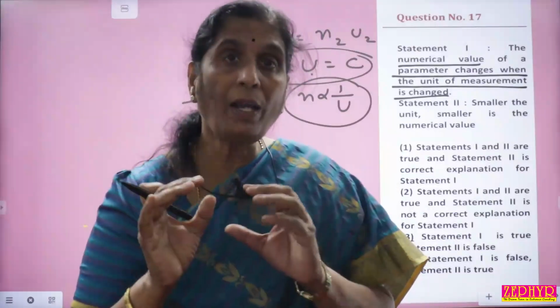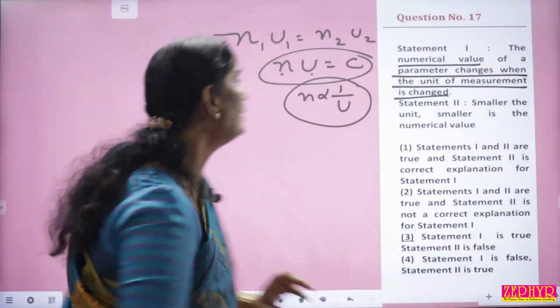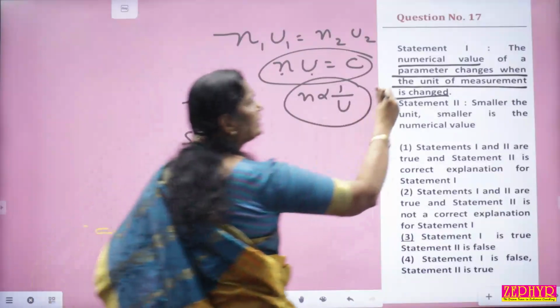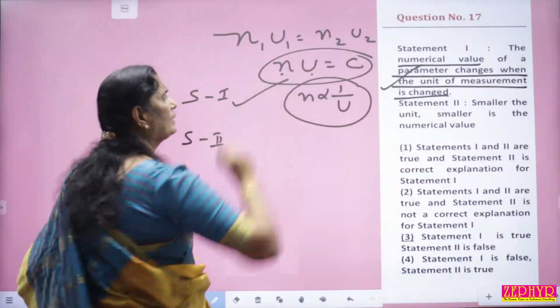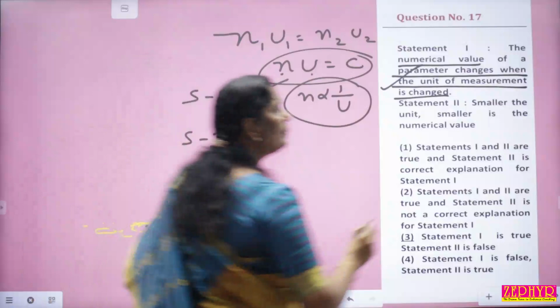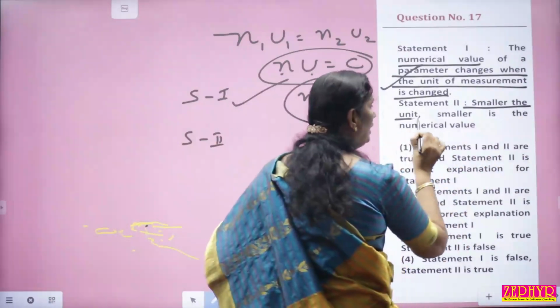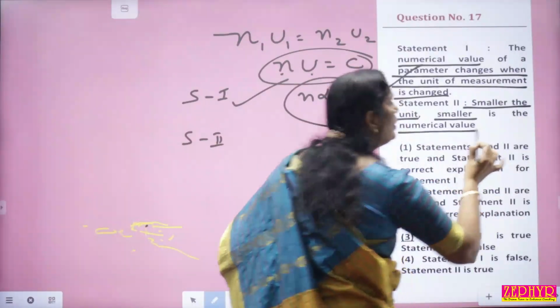If the unit is small, the numerical value will be more, because n is proportional to 1 by u. Correct. What is said is correct. Okay. Then what is the second statement? Smaller the unit, smaller the numerical value.